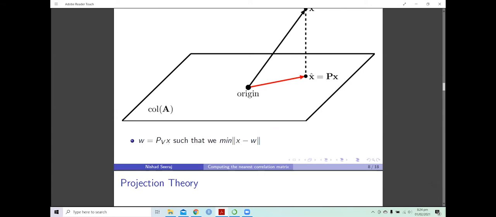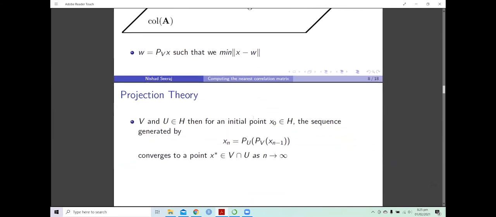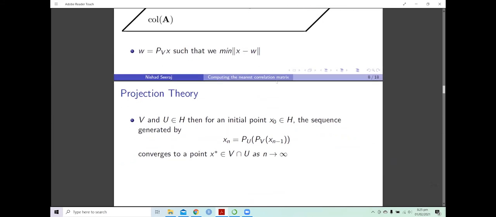So this is simply a way of saying what I just said. We take the solution W to the projection of X onto the subspace V, such that X minus W is minimized. So this here will just be a vector. You take the norm of that vector and you get the smallest possible norm, which stems from the projection. Okay. So projection theory, Von Neumann showed that instead of projecting directly onto a subspace, it's easier to project onto the intersection of two subspaces in an alternating manner.